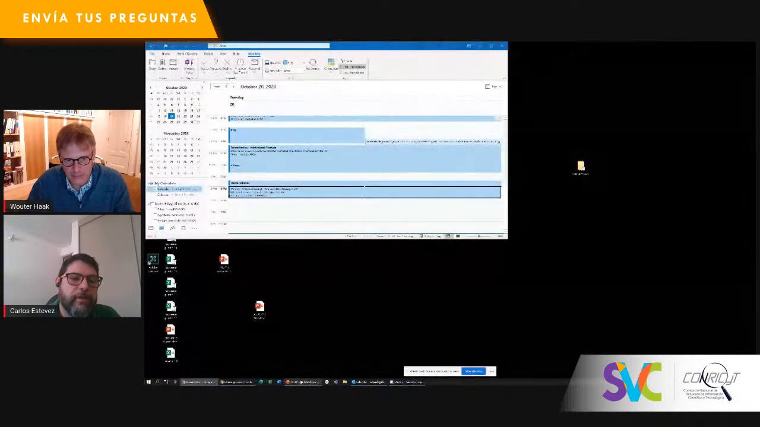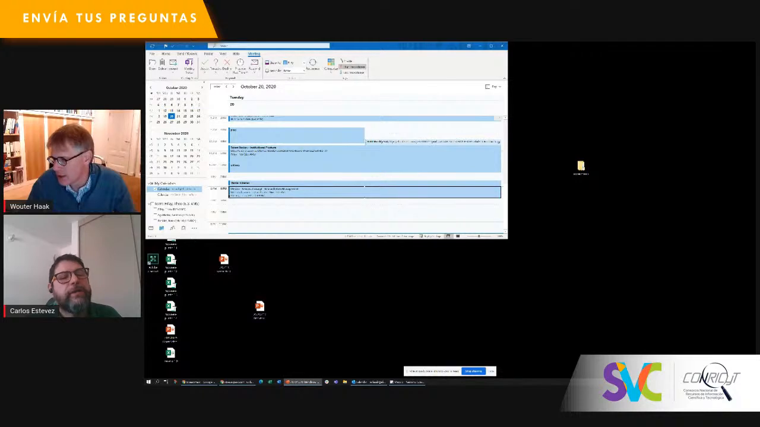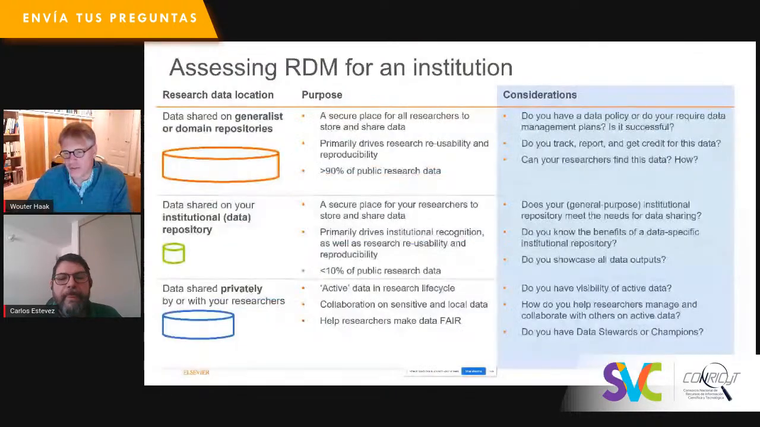Apart from downloads of data, that is the obvious metric. Do you know another effort of the creation for more metrics on data? Metrics on data. So that's a good question.